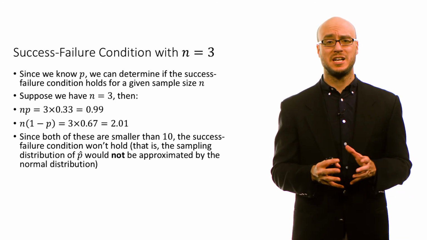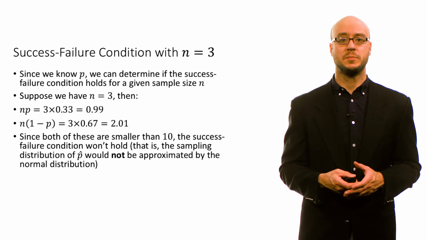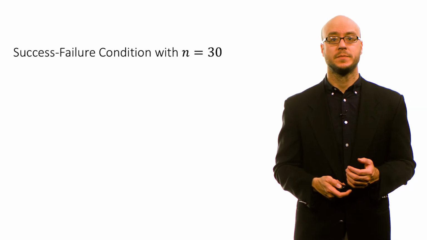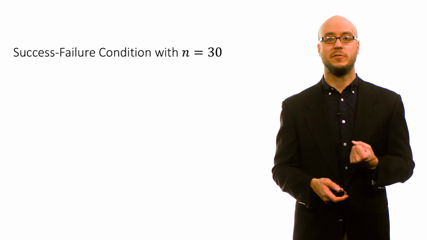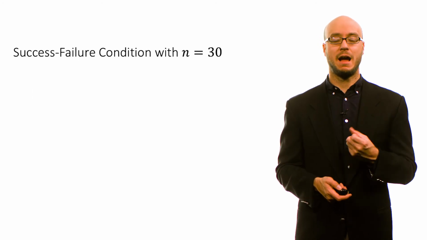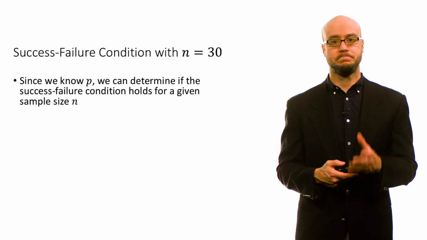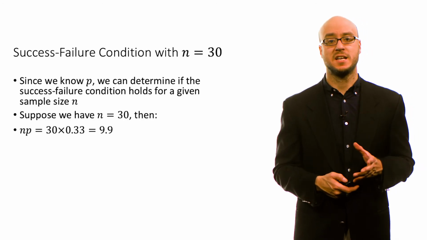So with a sample size of 3, we wouldn't be very confident that the sampling distribution of p hat would be normal. We wouldn't expect it to be. So let's see what would happen if we had a sample size of 30 and we calculated a sample proportion from this population. So let's test the success-failure condition.